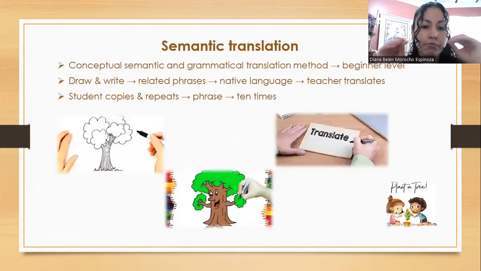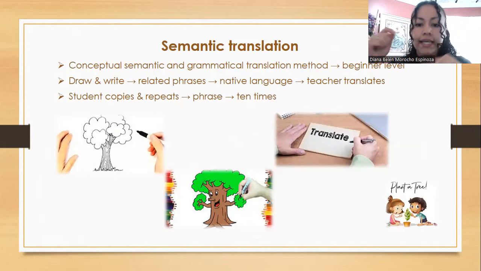And the last one is the semantic translation. This method, together with the conceptual, semantic, and grammatical translation method, are ideal for beginner level, where students draw and write related phrases in their native language, and then the teacher translates them into the language that they are going to be taught. So in this way, the student copies and repeats the phrase in the already translated language 10 times.